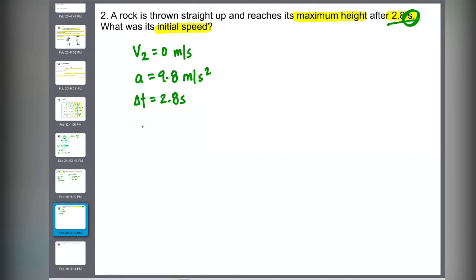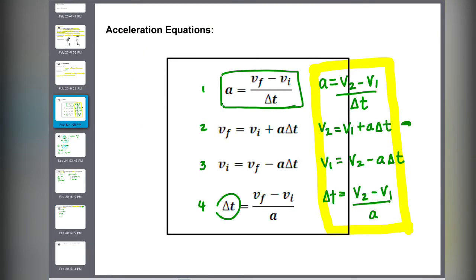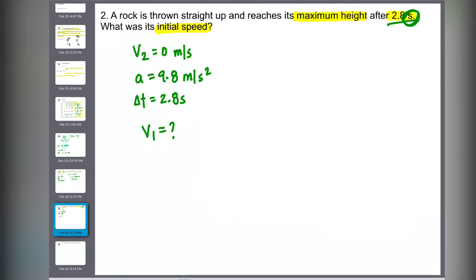They would like you to find initial velocity. All right, so V1 is what I'm trying to find. So now find the equation for V1. Go back to your equation, rearranging. I need the third equation because that is for V1.